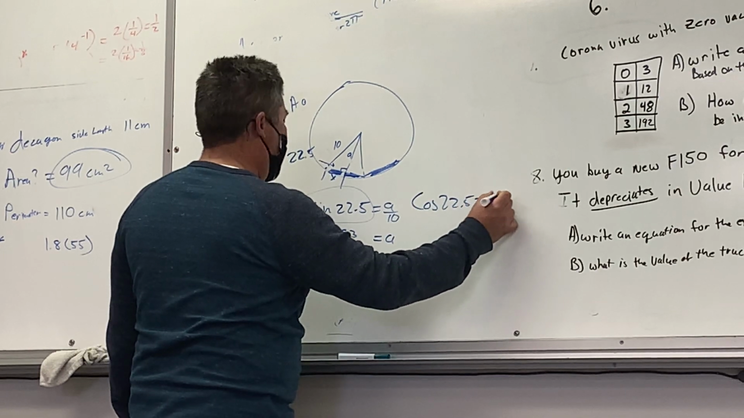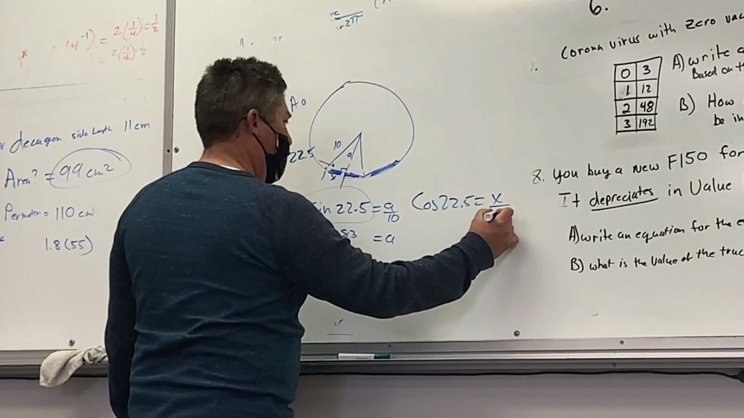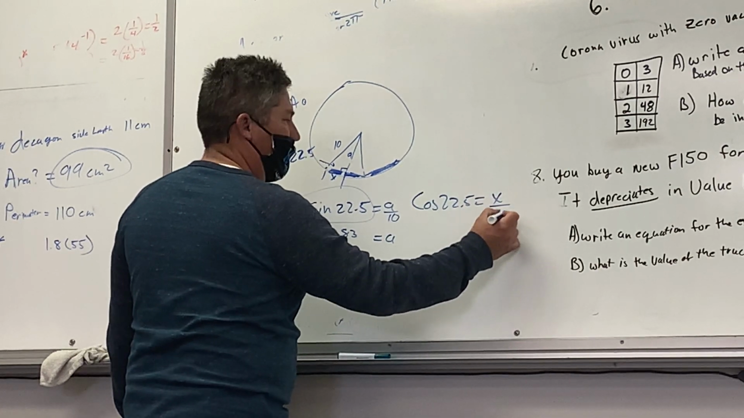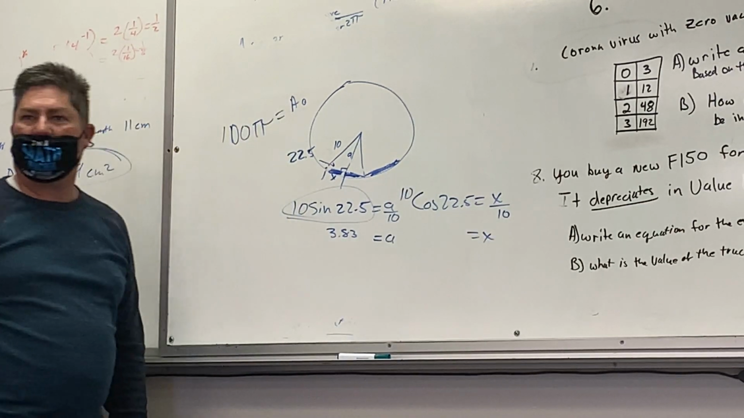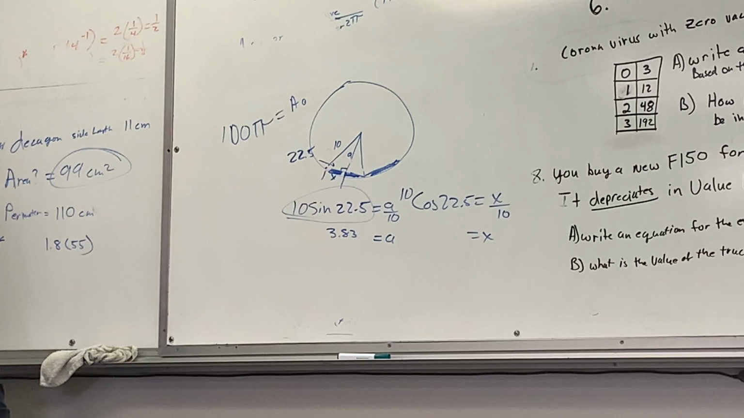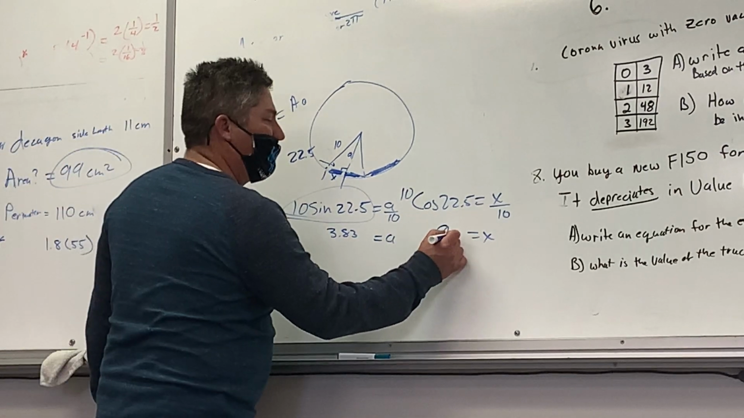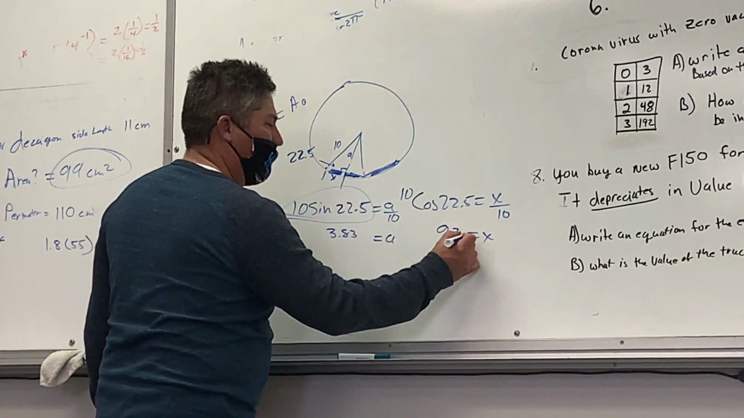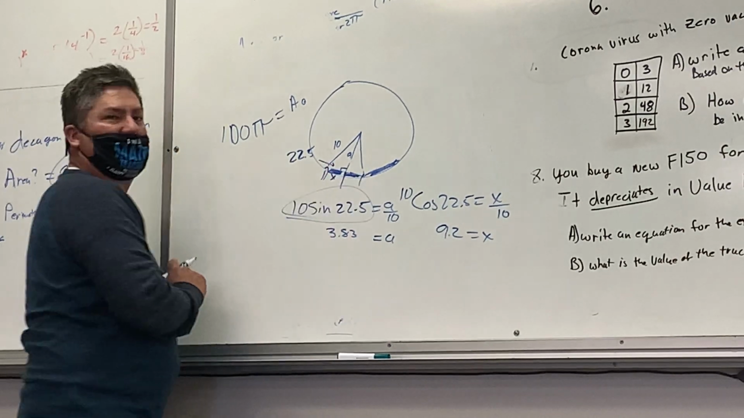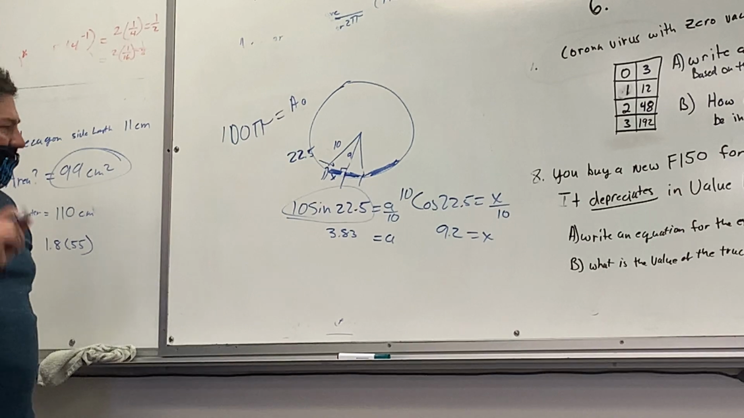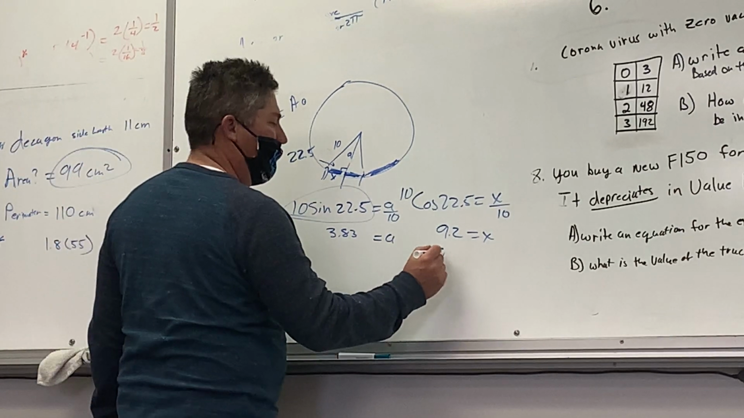Cosine of 22.5 equals x over 10. Okay, times by 10. Do that on your calculator. What's x? 9.2. Now, is that the length of a side? No. What's the length of one side of this octagon? Double. 18.4.